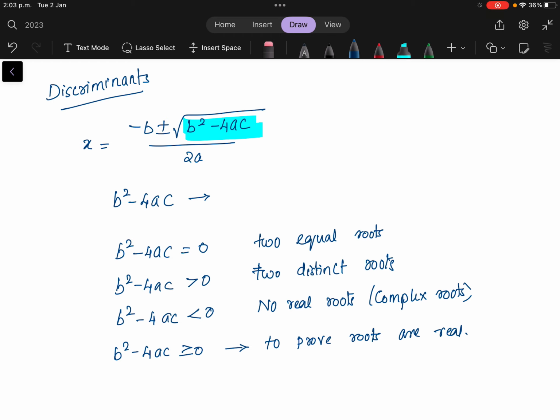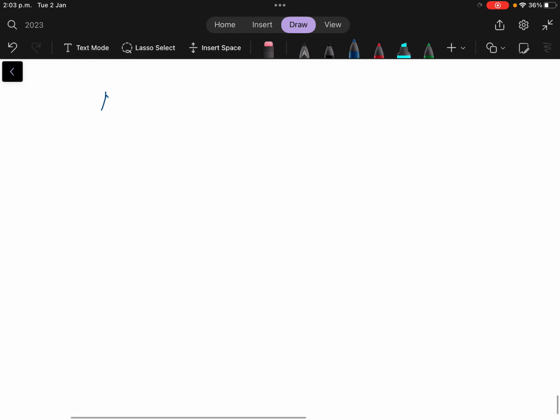Now moving on to the modulus. Modulus means it is showing the absolute value. For example, the modulus of minus 6 is nothing but 6, without the positive or the negative sign.